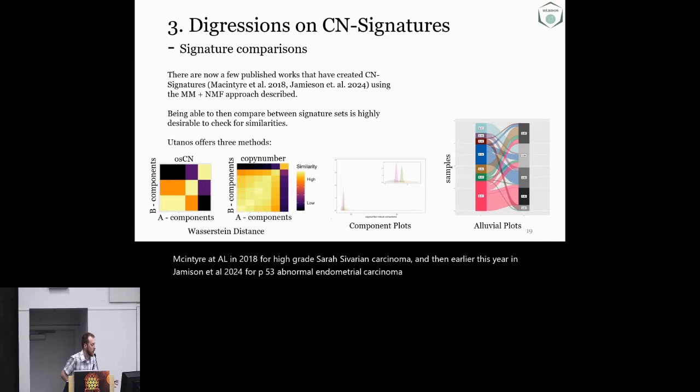So if we wanted to compare between those two signature sets, Utanos could be used to compare using Wasserstein distance, either simple component plots or alluvial plots, and how samples are segregated based on signature exposure. You can just see the samples flowing from one signature set to the other. The Wasserstein distance is just Earth mover's distance, so transforming one curve into another curve. How much weight and how much cost is there to transform one curve into the next?